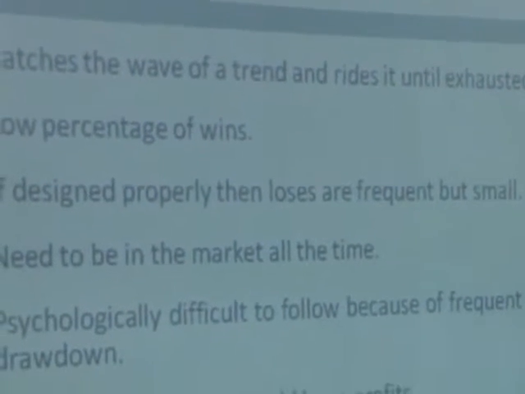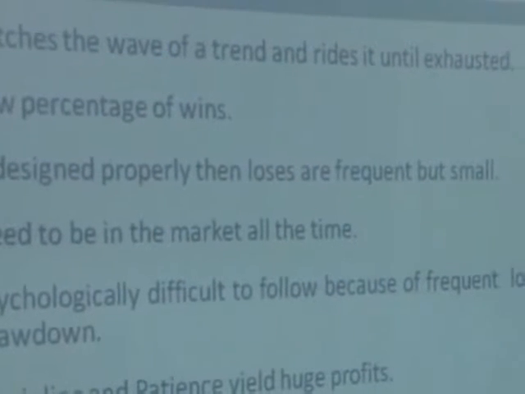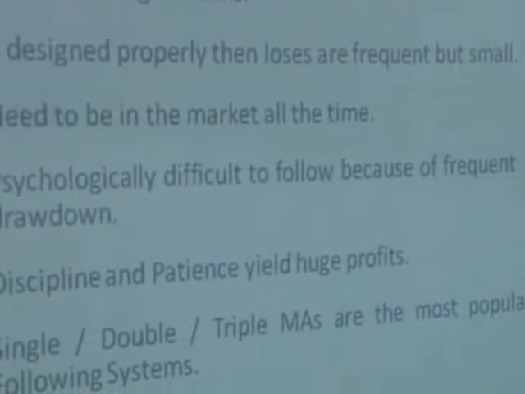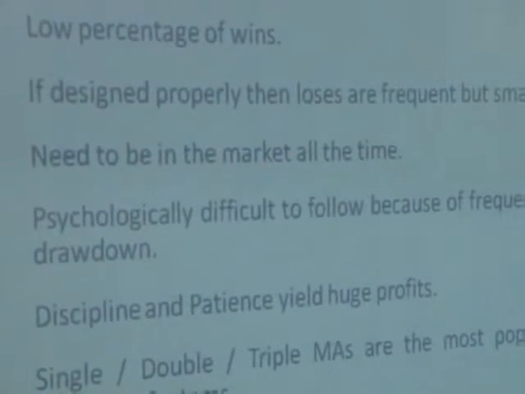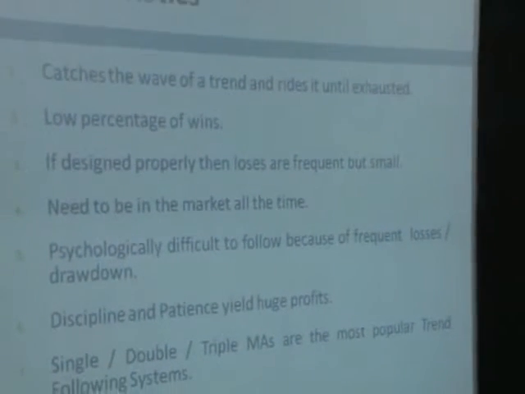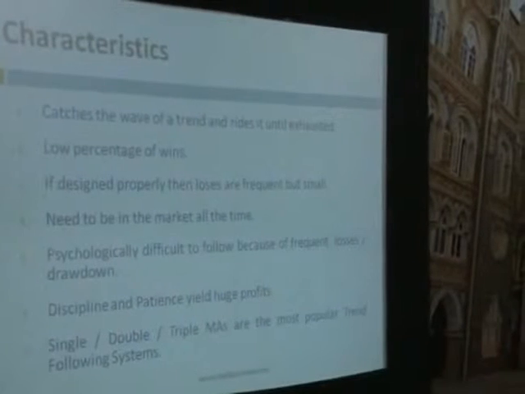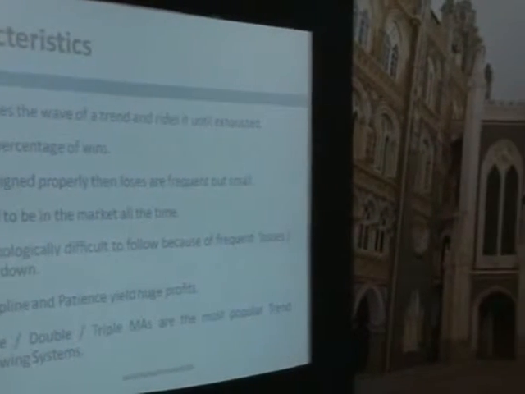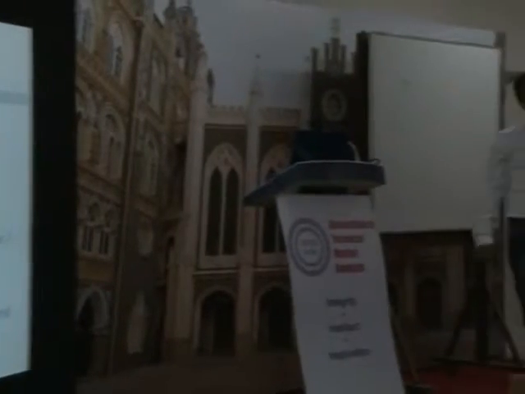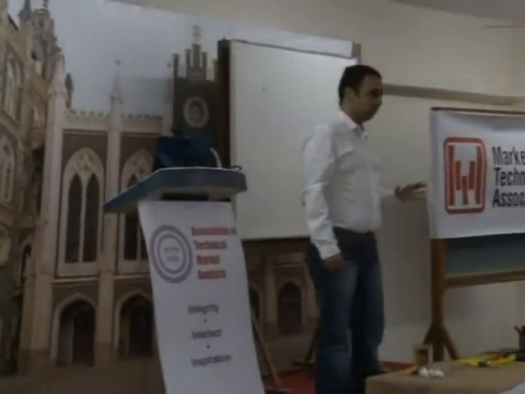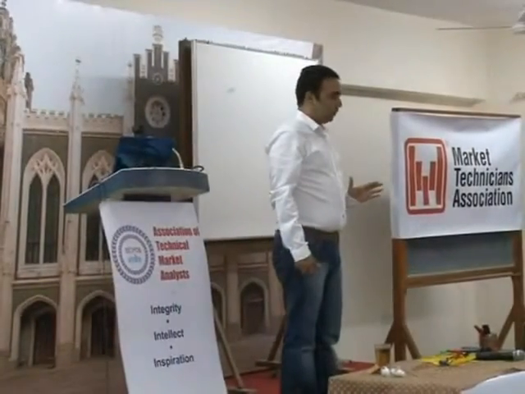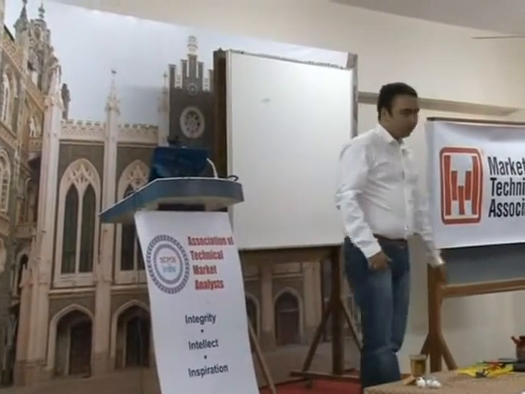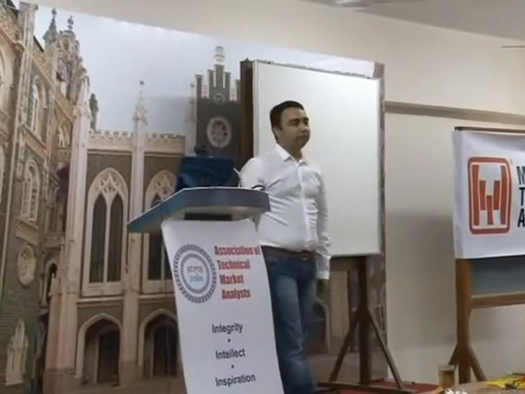There is a lower percentage of wins compared to losses. So if you take one full year, and if your trend following system gives you around 50 trades, approximately, then out of that around 15 or 17 or 20 would be profitable and 30 would be losing trades. Now that makes it psychologically difficult to follow. Okay? Because the number of losses is more than the number of profits.